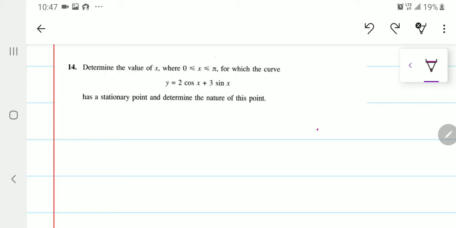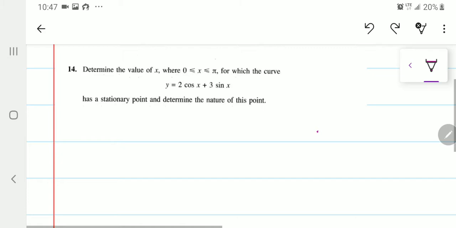The topic is higher derivative, and you know that we use the higher derivative to check whether the stationary point is maximum or minimum. Now here the question is: determine the value of x, where x is greater than or equal to 0 and less than or equal to pi, for which the curve y equals 2 cos x plus 3 sin x has a stationary point. So we have to find the value of x at the stationary point, and we have to determine the nature of the point, meaning we have to check whether the stationary point is maximum or minimum.